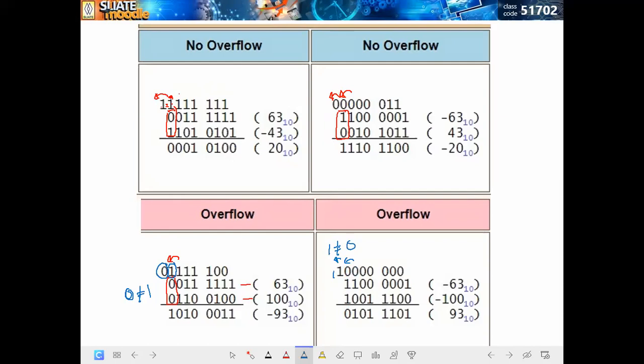Then when you add two two's complement binary numbers together, after adding you can check whether the result is correct or not. If there is no overflow, that means the answer is correct. If there is an overflow, that means the answer is wrong.